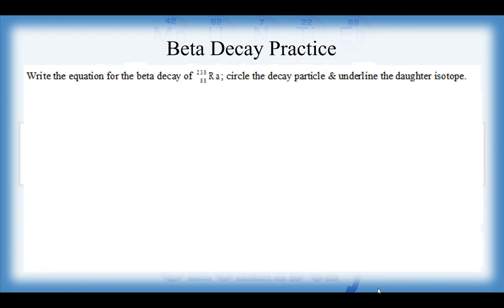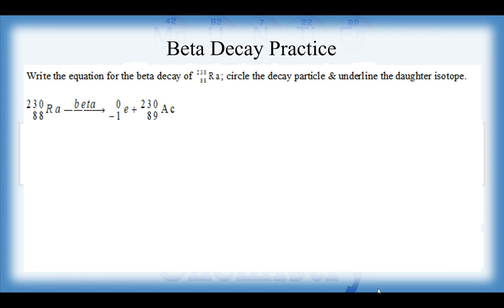We try some beta decay practice now. Write the equation for the beta decay of radium-230, circling the decay particle and underlining the daughter isotope. In the first one, we see the radium-230 parent isotope, the indication that it's beta decay, and then our beta particle, the E with the 0/-1. As a result, that's going to give us an isotope of actinium-230. Again, the atomic number goes up by 1.